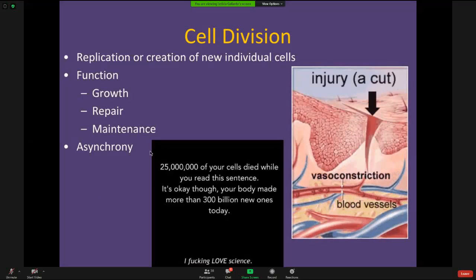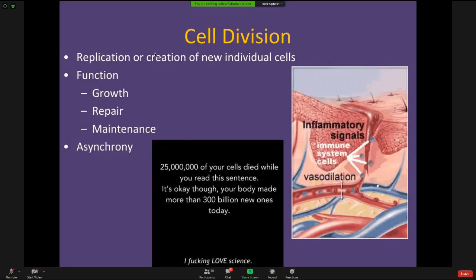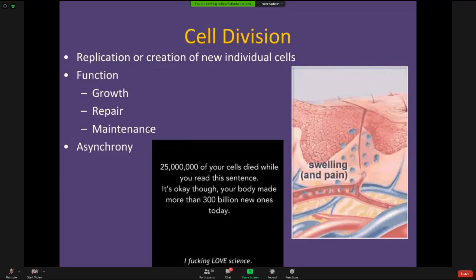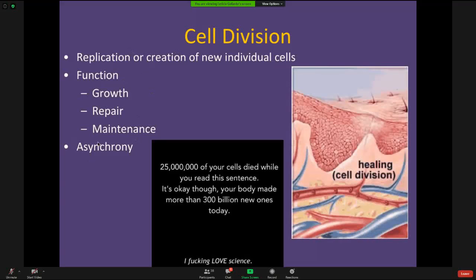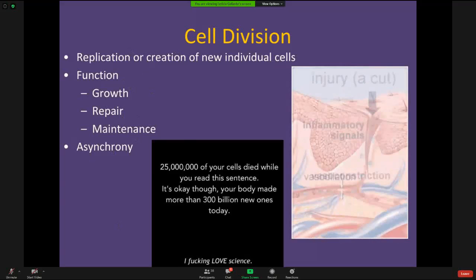I should mention, one of the things that's not on here is asexual reproduction. Anytime an organism is reproducing asexually, they're going to be using mitosis.